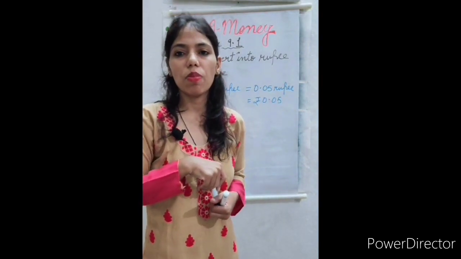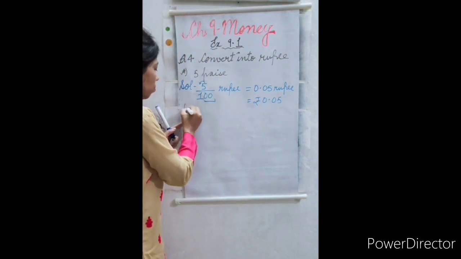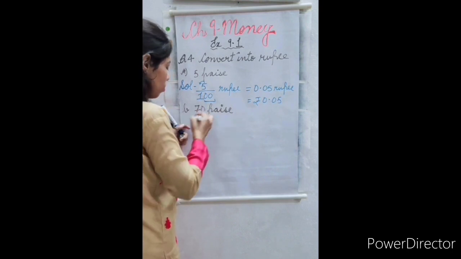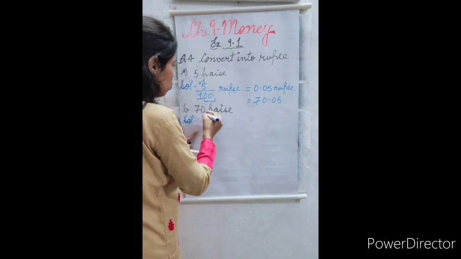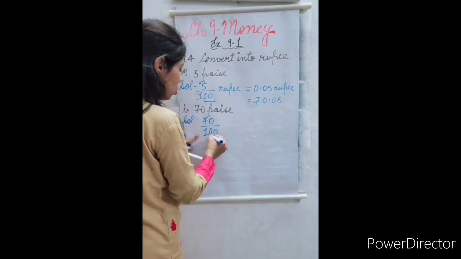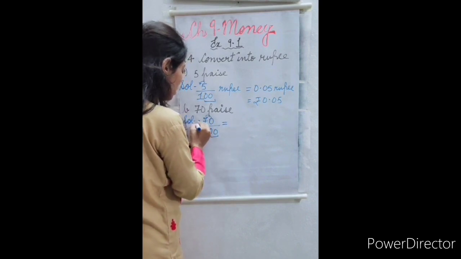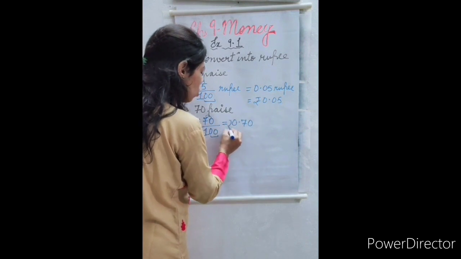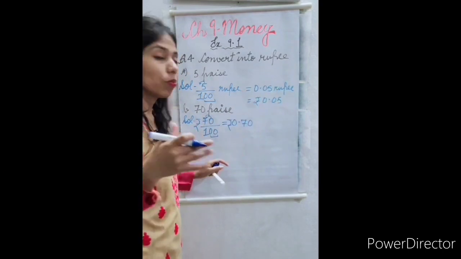Let's do the next part. Next part is B part, 70 paise. Directly we will solve it. We will not write 1 rupee is equal to 100 paise. Let's divide this 70 by 100. As you can see 2 zeros, so we take 2 digits. Before 2 digits we will place the decimal. It will be 0.70 rupee. Or if you want to write it like this, rupee, you can do it.